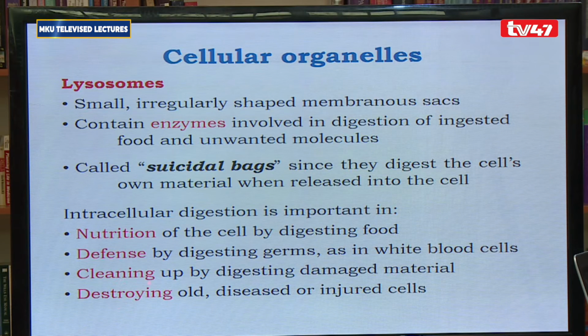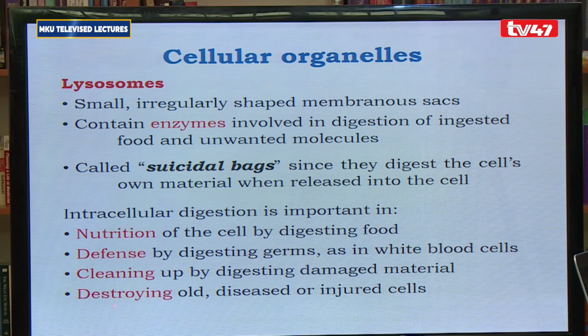It also plays a role of cleaning up. We have certain materials within the cell that could be damaged, could be worn out, and therefore they need to be removed. So for them to be removed, they are taken to the lysosome and broken down into smaller components, which probably could be used to make other structures, because they are broken down to their basic components, and these components could also find use in making other structures.